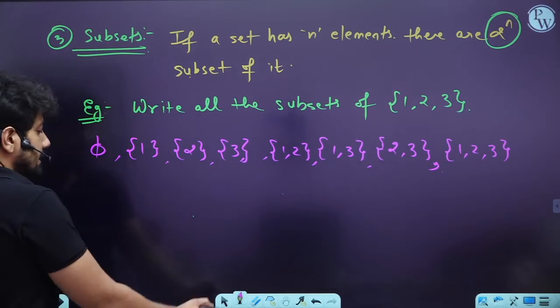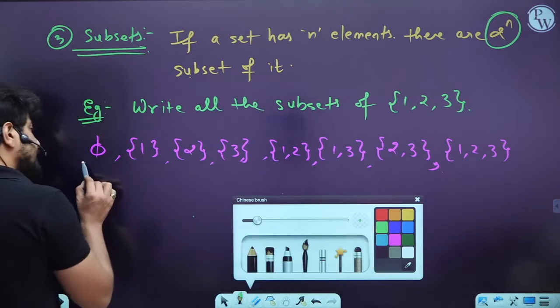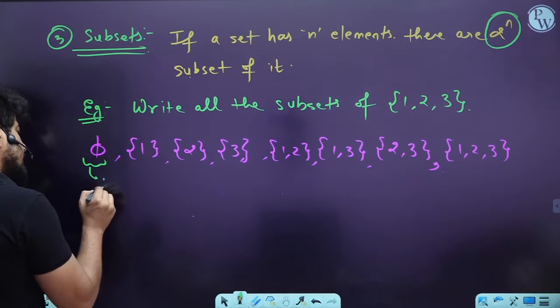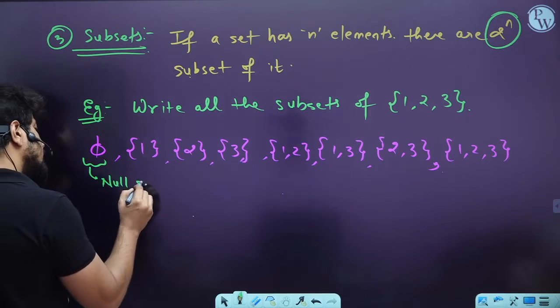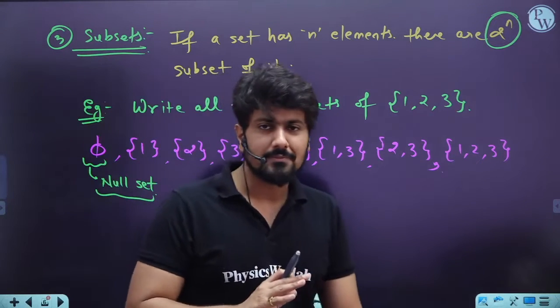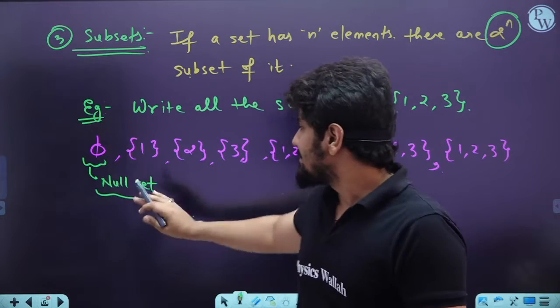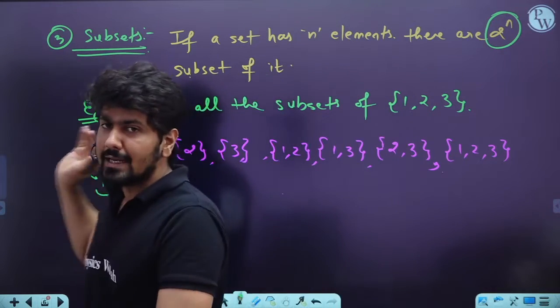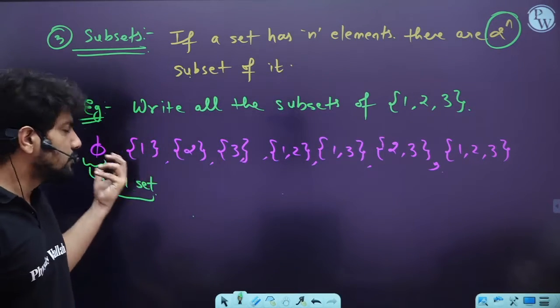Now, see, phi is a subset of every set. This is known as the null set. I hope you know that. Null set means that it doesn't have any element. So phi is a subset of every set. You take any set, one of its subsets is going to be the null set.